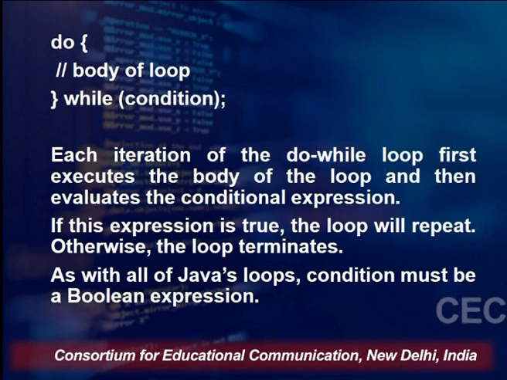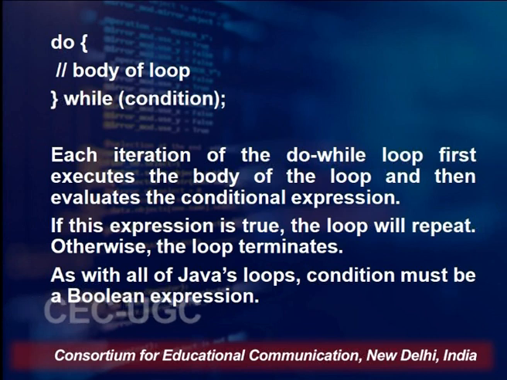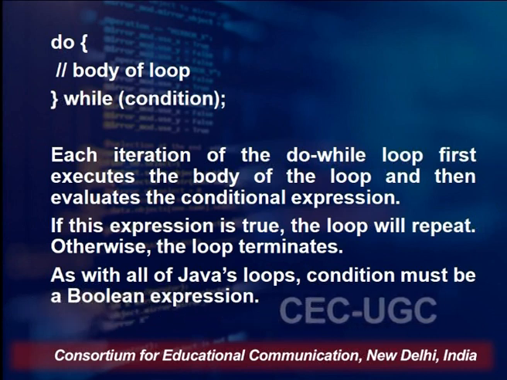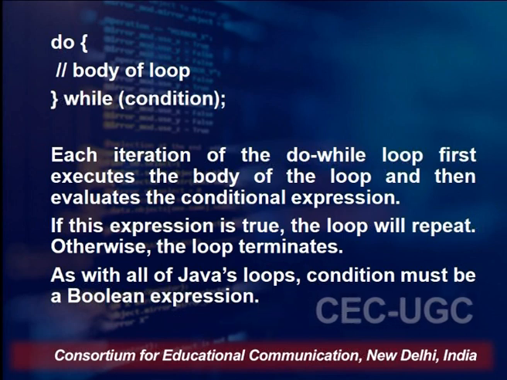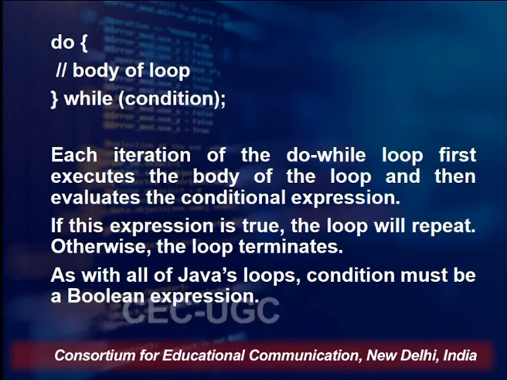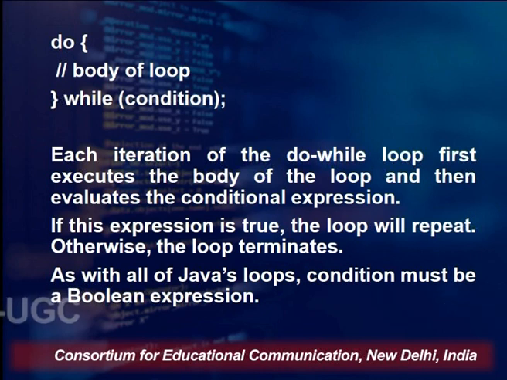As far as the general format is concerned, it says do, followed by the opening braces, which mark the starting of a block, then the body of the loop. After closing the curly bracket, we have while, and then there is a condition. Each iteration of the do while loop first executes the body of the loop, and then it tests the condition expression. If the condition expression is true, the loop will repeat, otherwise the loop will terminate.